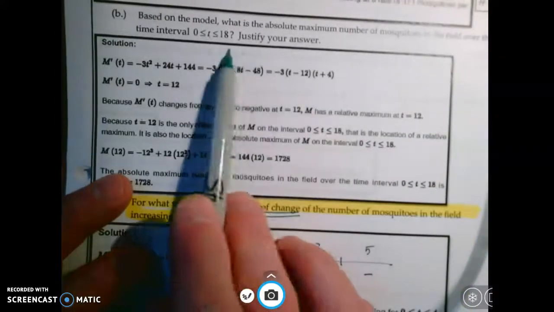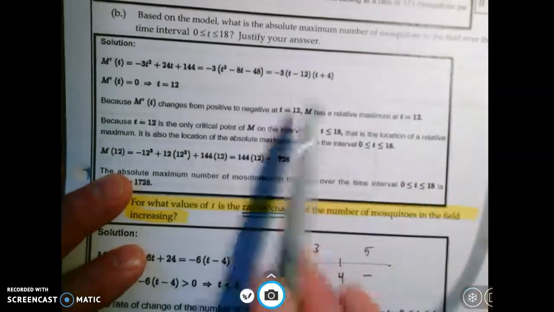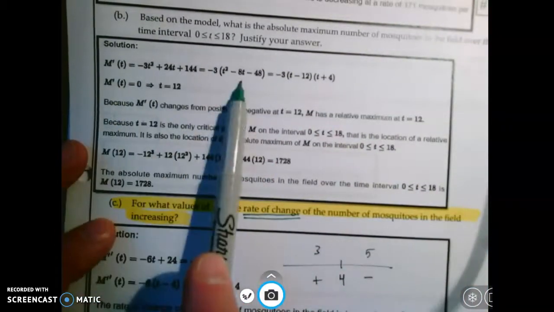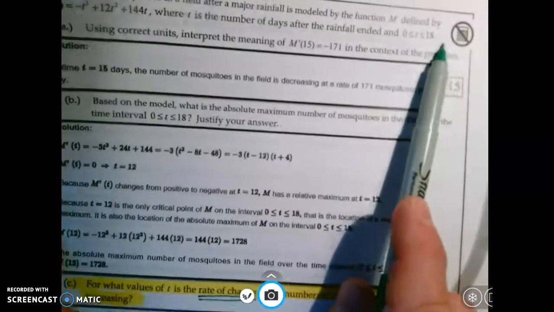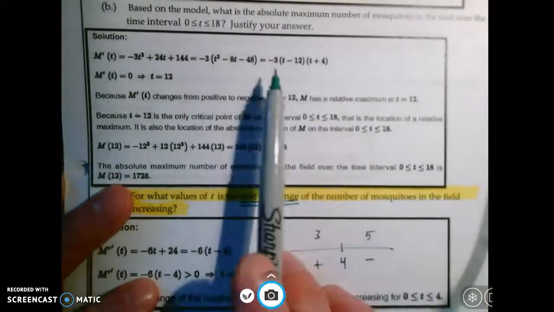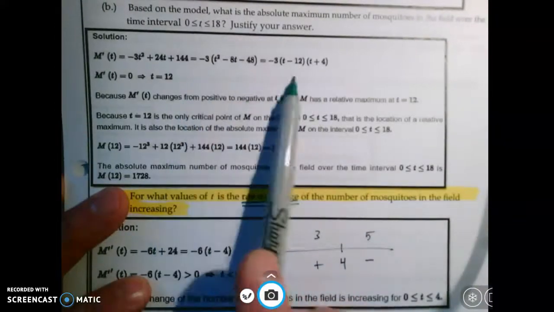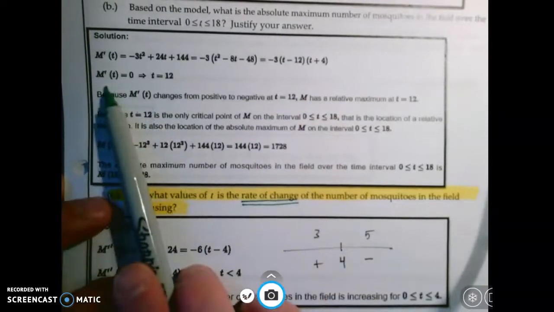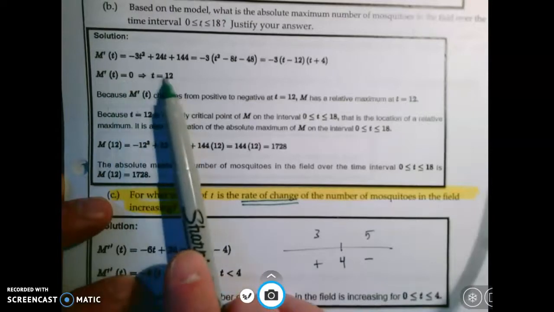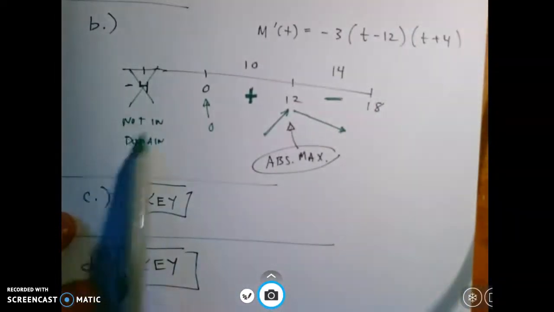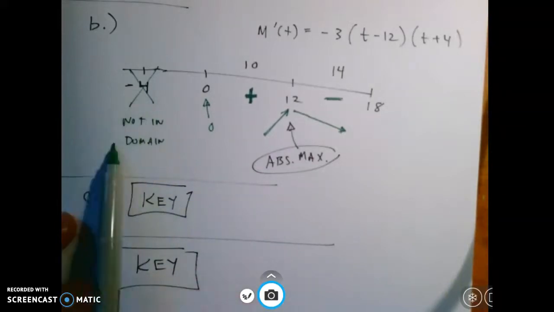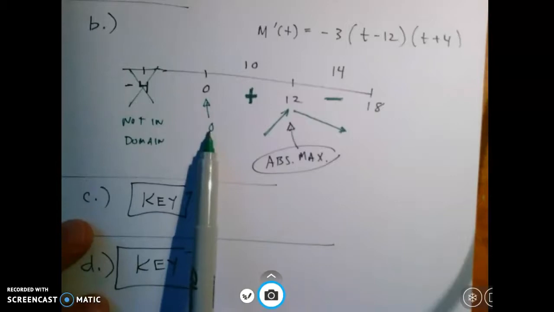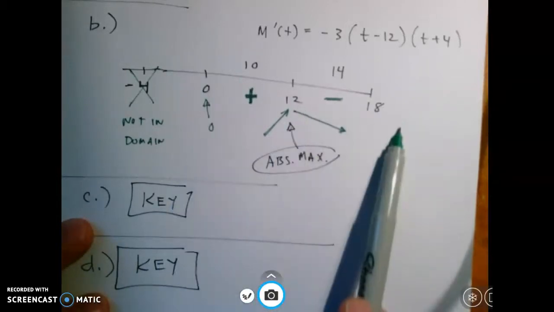Part B: based on the model, what is the absolute maximum number of mosquitoes in the field over the interval? So we have to take the derivative. This is a non-calculator problem, so it's going to be a relatively easily factorable problem. We take out our GCF. This factors down to t minus 12 and t plus 4. We know m prime of t is equal to 0 at t equals 12. We also know that it's equal to 0 at negative 4, but this is not in the domain. Negative time, negative number of days, doesn't exist. So our three critical or test values are 0, 12, and 18.